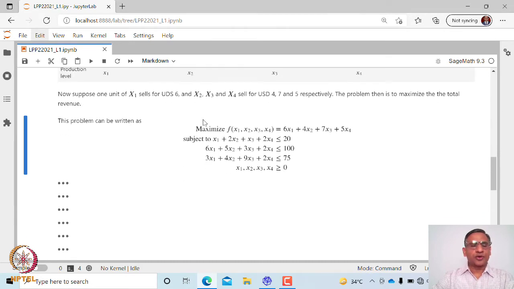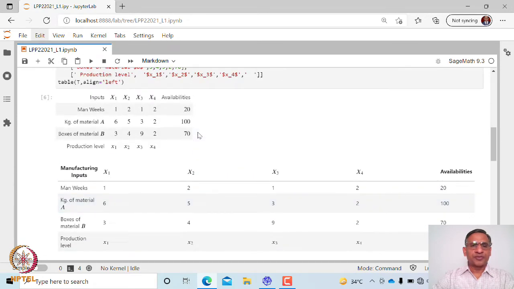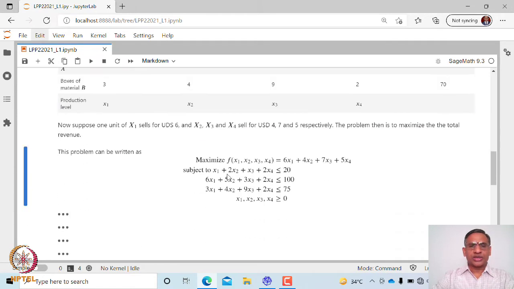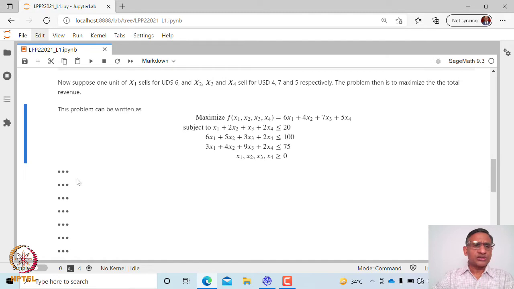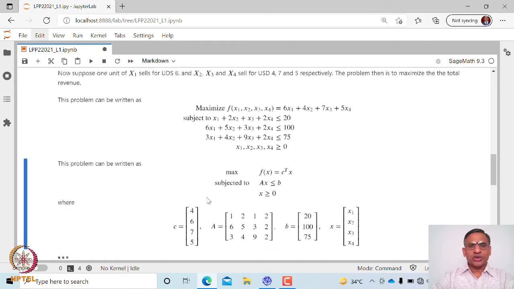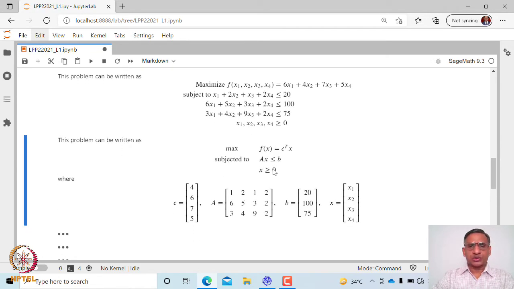So this is how we can formulate this problem, and this is what is called a linear programming problem. The problem is of maximization type, that's the objective function, and there are three constraints in 4 variables. Now this problem you can also write in matrix notation.